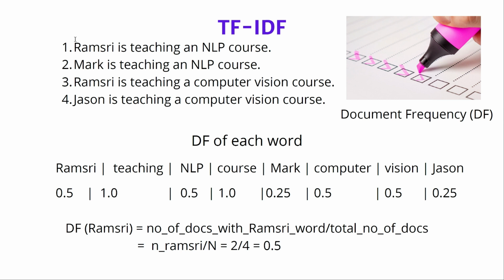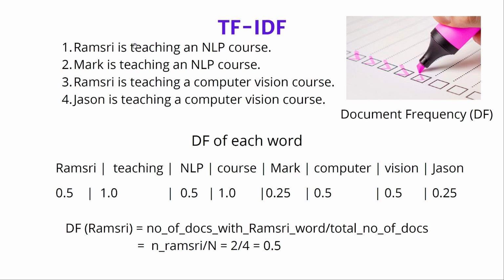Similarly, forget about how many times Batman comes in the Batman Begins movie, but out of all the 3500 movie plots, how many times does the word Batman come? In how many movie plots does the word Batman exist? Maybe 20 movie plots? Then document frequency is simply the number of documents the word occurs in divided by the total number of documents. So for example, Batman could be 20 by 3500.